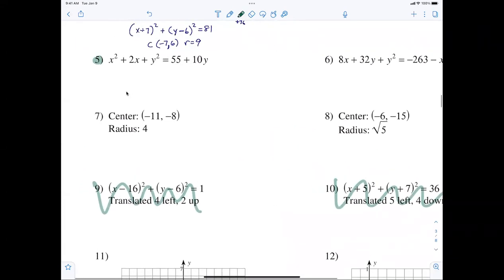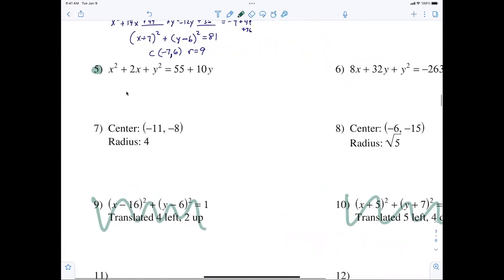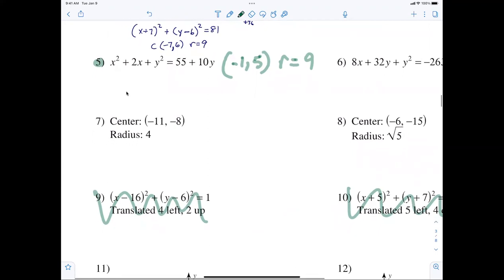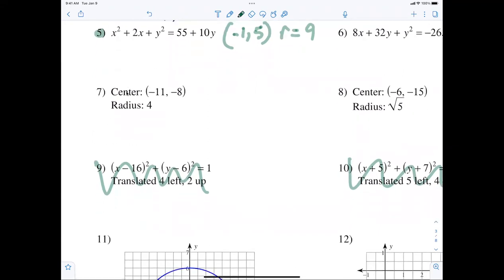All right, Court, what did you get? I got the center is (-1, 5). Anybody else get that? So again, just to make sure I heard you right, the center is (-1, 5). And the radius you said was 9. Anybody need some help with that? Now the last part honestly is to go from the center and radius back into the equation, which is obviously very simple.